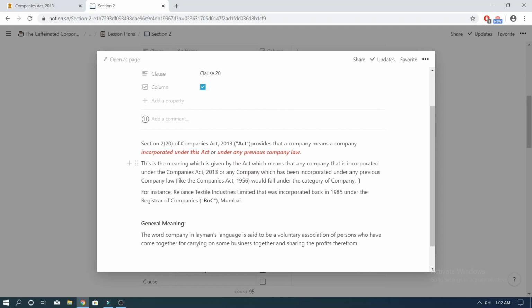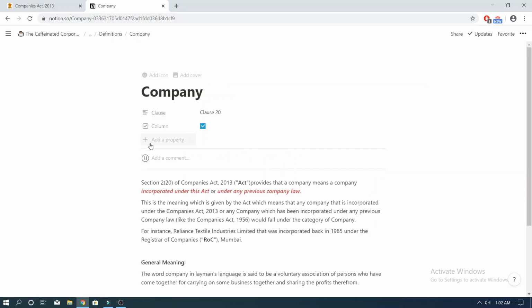So first of all, we will see the definition of company under the Companies Act 2013. Section 2 Clause 20 defines a company as: company means a company incorporated under this Act or under any previous company law. So what this essentially means is that a company, as per Companies Act 2013, is any company which is either incorporated under the Companies Act 2013 or any previous law. Now, what do we mean by any previous company law?